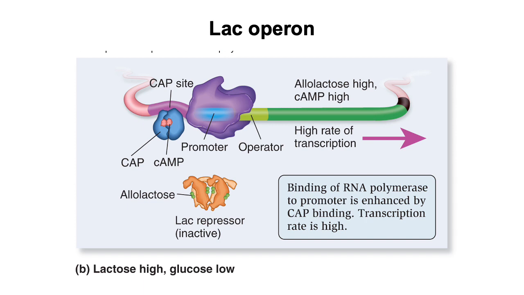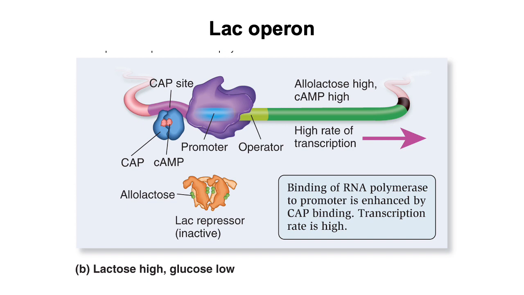Another possibility is, of course, when lactose levels are high, but glucose levels are low. So this means the cell is finding itself in an environment where the only available sugar source is lactose. So this would logically be the case where it wants to utilize or metabolize the lactose in the environment. So what's happening here? Again, lactose levels are high, just like they were in the previous slide. So allolactose is being made, binds to the lac repressor, and so the lac repressor is inactive. In other words, it does not block the RNA polymerase. So we have no repression when lactose levels are high.